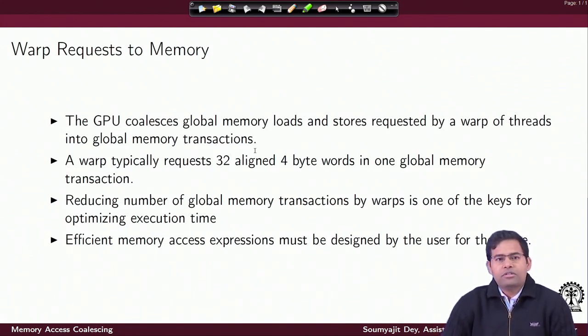So, in summary, the GPU is coalescing the global memory loads and stores. These load and store requests are put up by the threads inside a warp. And so, if I have multiple threads inside a warp which are looking to access global memory locations which are consecutive, they would be packed together into a single global memory transaction. Of course, we have to define what a global memory transaction is, and what the data points are that can be brought together by a single global memory transaction.